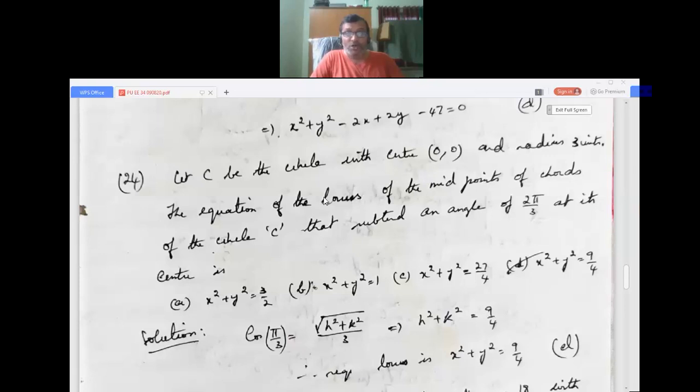The equation of the locus of the midpoints of the chords of the circle C that subtend an angle of 2 pi by 3 at its center. An angle of 2 pi by 3 at its center. Okay, clear? Options: A, x squared plus y squared equals 32. B, x squared plus y squared equals 1. C, x squared plus y squared equals 27 by 4. And D, x squared plus y squared is equal to 9 by 4.